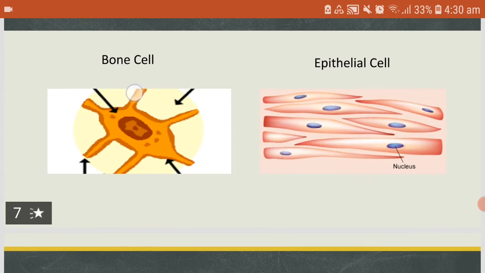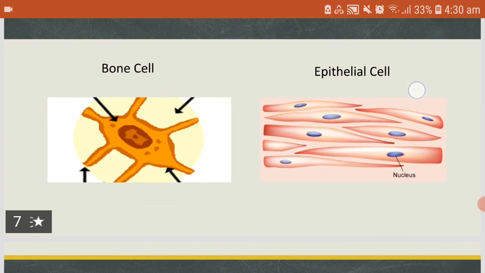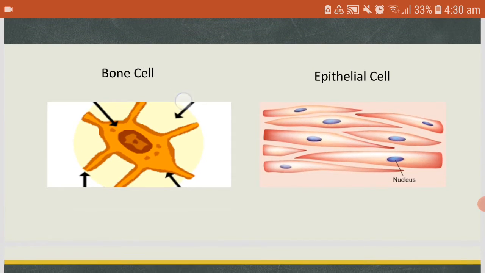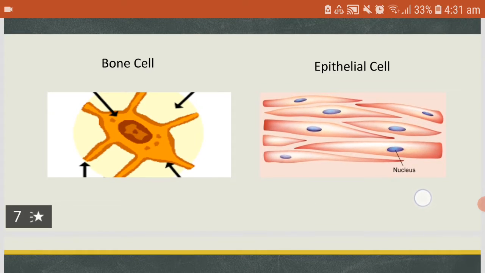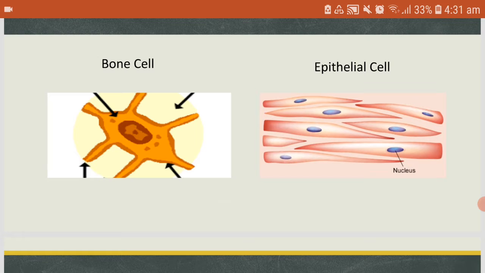Then we have the bone cell and the epithelial cell. The bone cells form our bones, and the epithelial cells form the coverings on our body parts. For example, they form our skin and a few internal coverings on our internal organs.